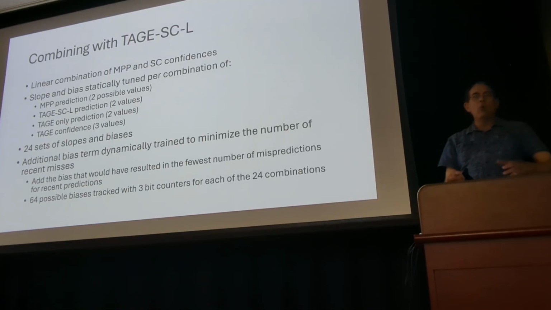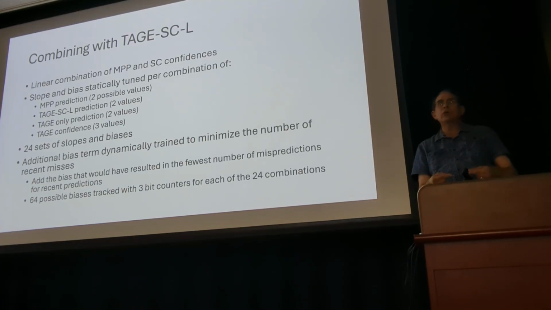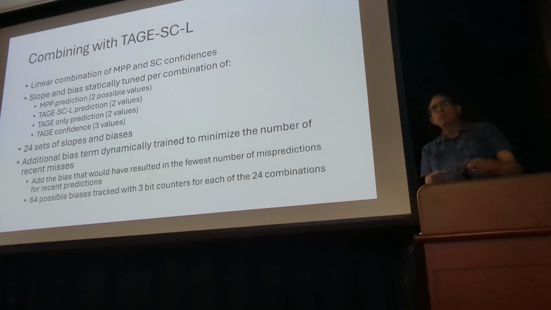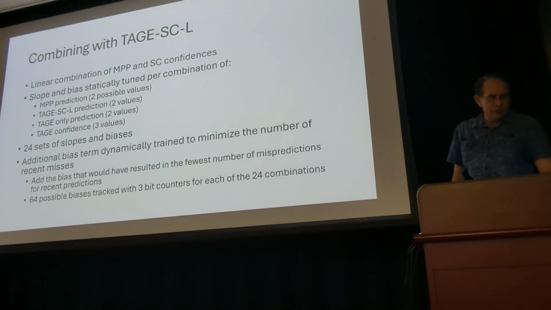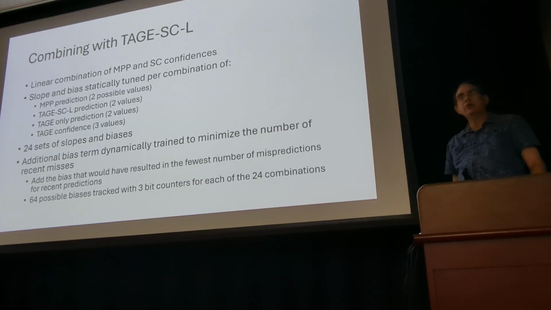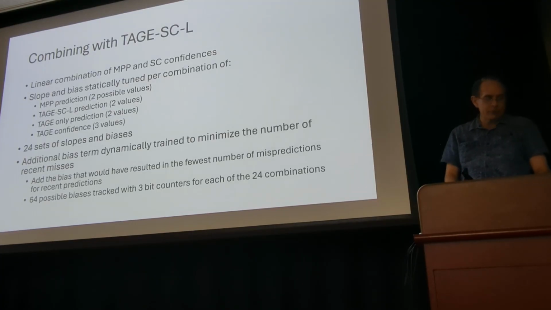It looks at which bias term would have minimized the misprediction rate recently, and then chooses that for the next prediction. So there are 64 possible biases tracked with 3-bit counters for each of the 24 combinations. So it's a compact little thing that combines TageSCL and MPP predictions.